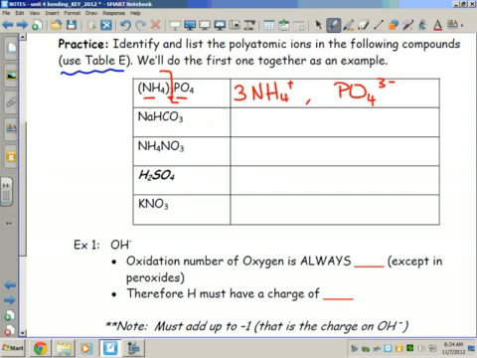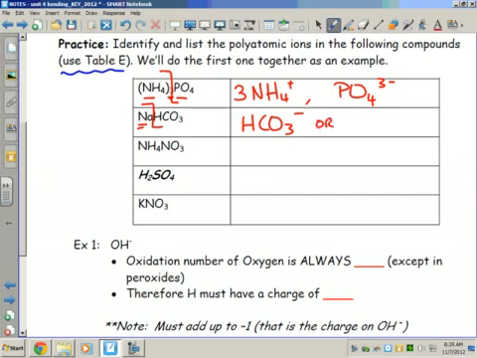The next one is tricky. There's actually two ways to break this up. I said I'd do the first two with you. First, you could break it up here. Say you've got sodium, which is not a polyatomic ion, and HCO3 minus, the bicarbonate ion.